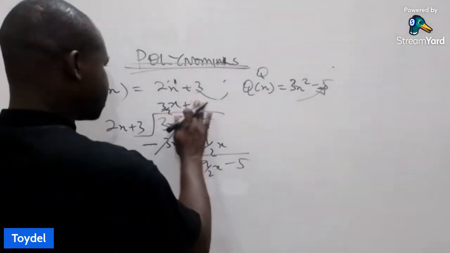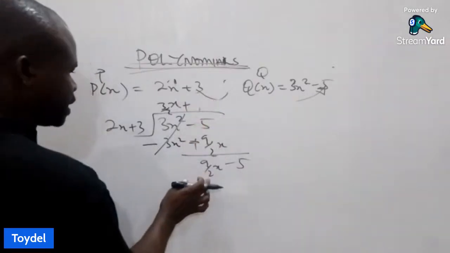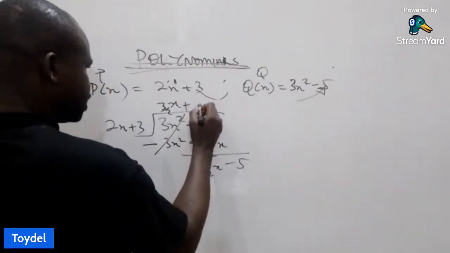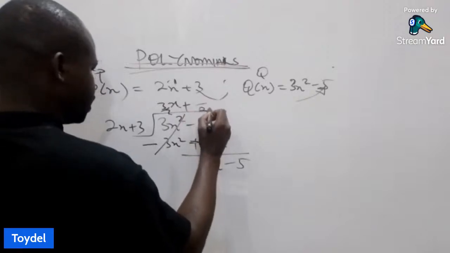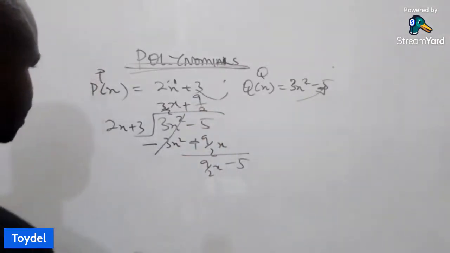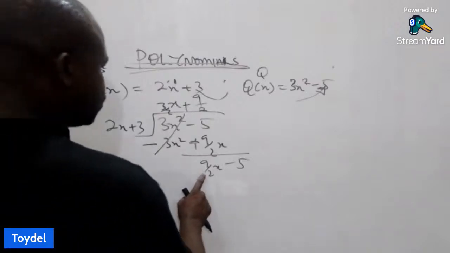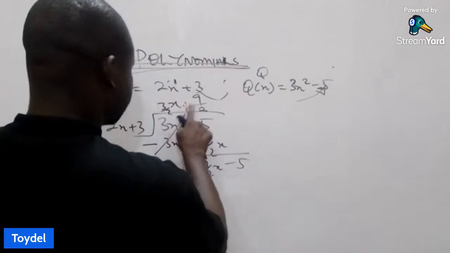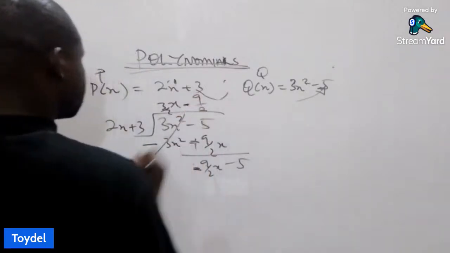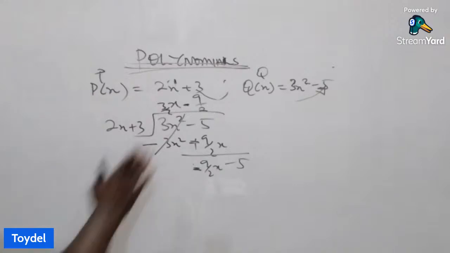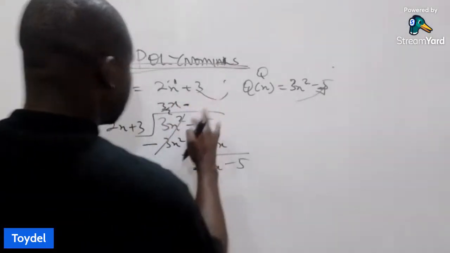For me to be able to get this, of course, 2 will be here. Then I will get 9 all over 2. This 9 over 2 here. So what do I do to get, here is minus 9 over 2. So I'm going to have minus here. So what will I use to multiply 2x to get minus 9 all over 2? So that's what we check for under the long division.